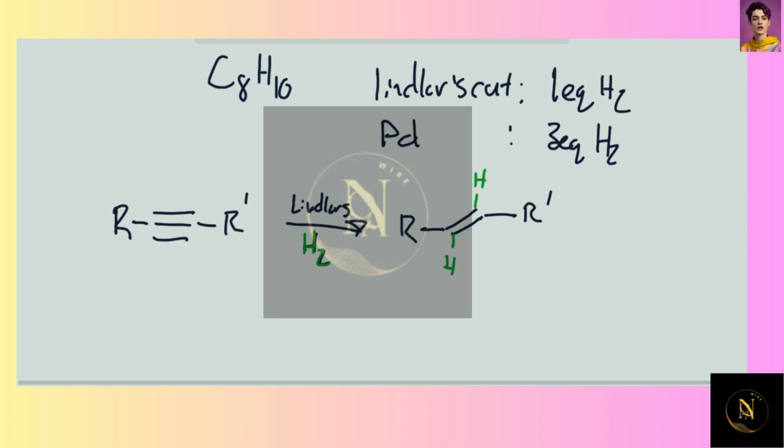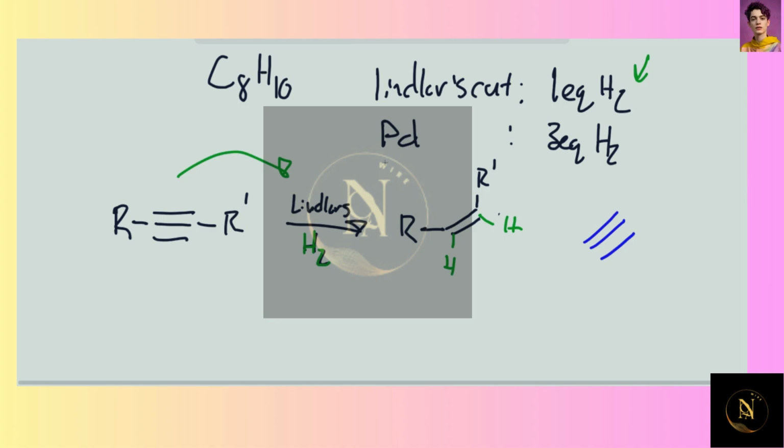Actually, you know what? It adds cis, so, sorry, let me draw this better. This would be up here, and this up here. Okay, either way. If you have an alkyne and you react it with Lindlar's catalyst, it will reduce it to an alkene and add a single equivalent of H2. So the fact that they used Lindlar's catalyst and it used a single equivalent of H2 tells me that there was a single triple bond.